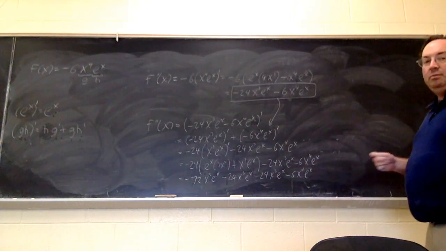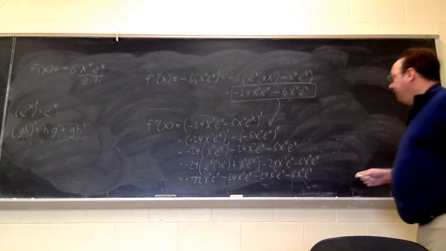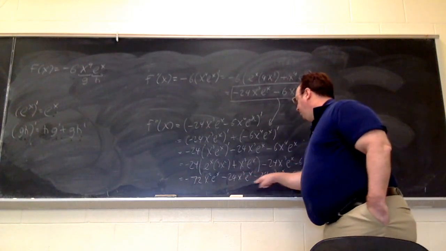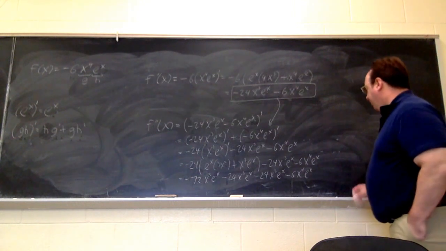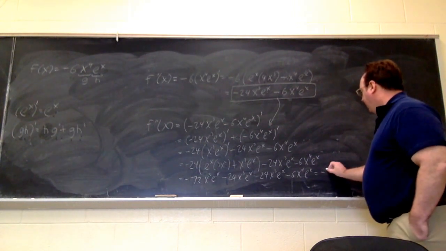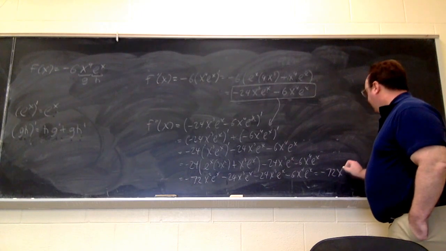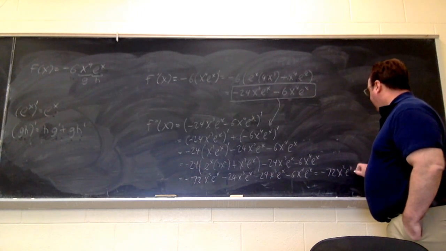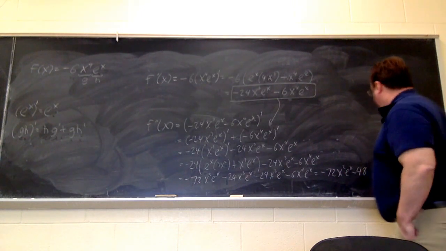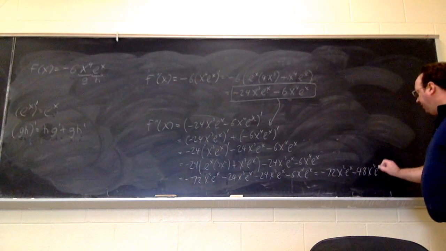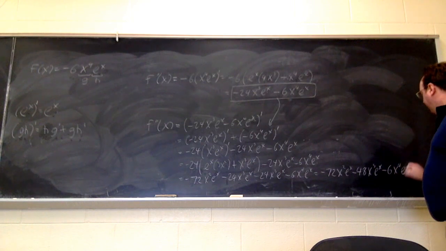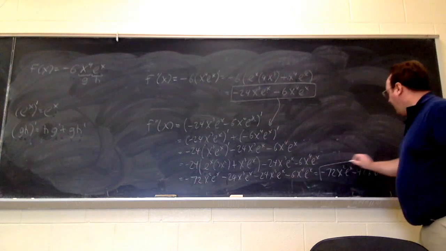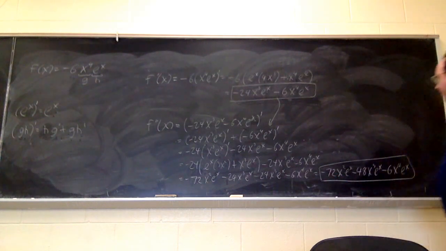So now, to write this in the simplest form possible, I can combine these two like terms, because they both have x cubed e to the x and a coefficient of minus 24. So I have minus 72 x squared e to the x minus 48 x cubed e to the x minus 6 x to the fourth e to the x. And this is my final answer.